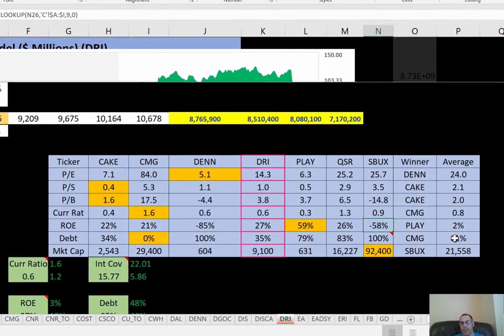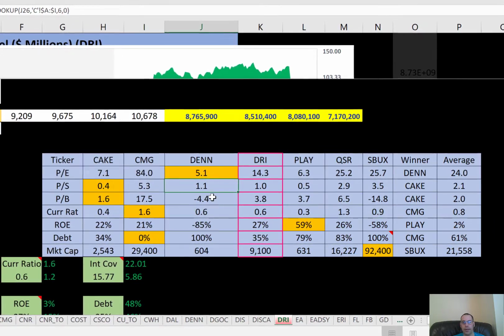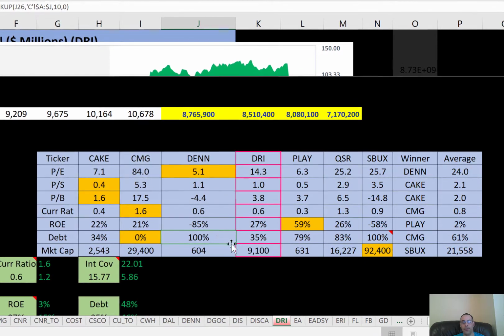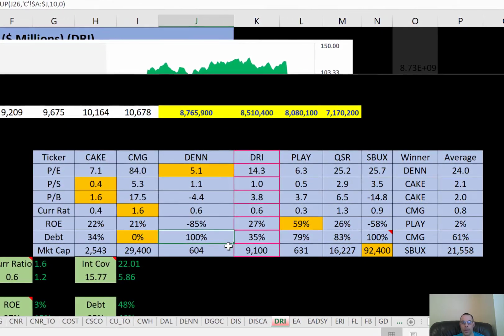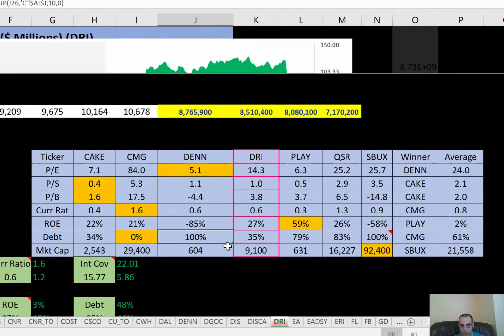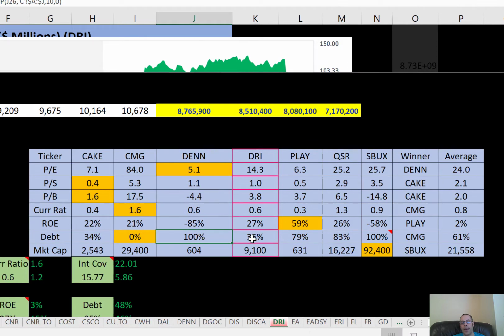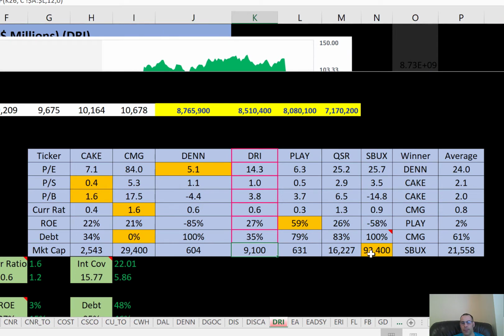The average debt is 61%. Darden is doing well in debt. You see a company like Denny's with great ratios, look at the debt. If they have really high debt, that could be the reason they have good ratios. You generally want a company with good ratios and low debt or relatively low debt. And the market cap, Darden is less than the average. They have 9.1 billion. Starbucks, of course, is the biggest.